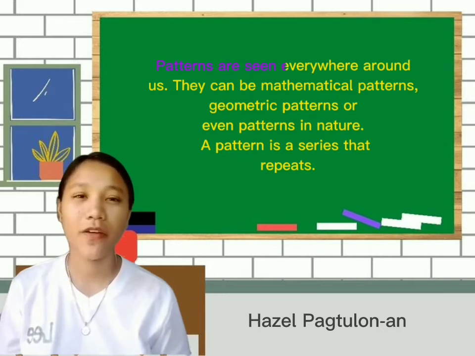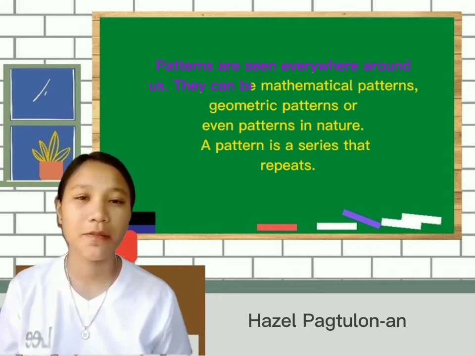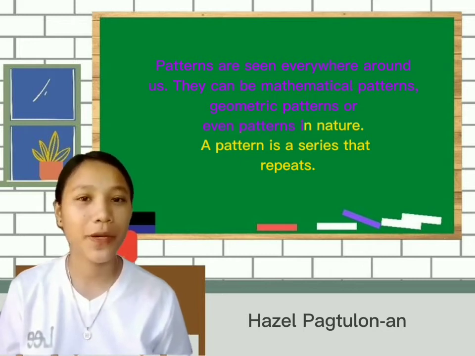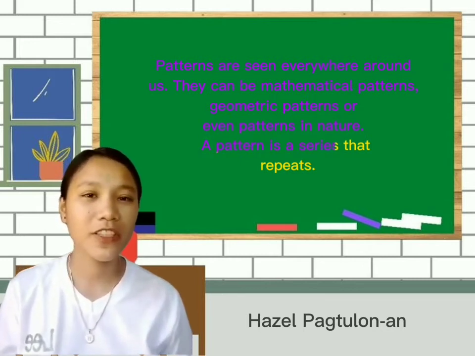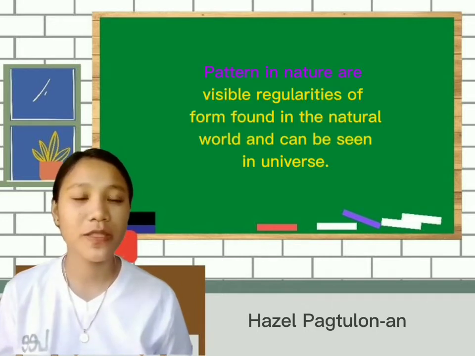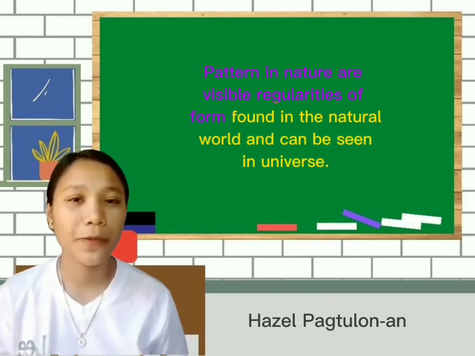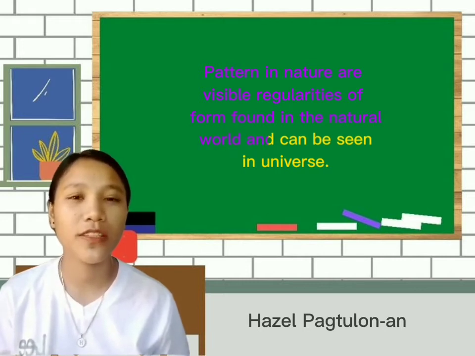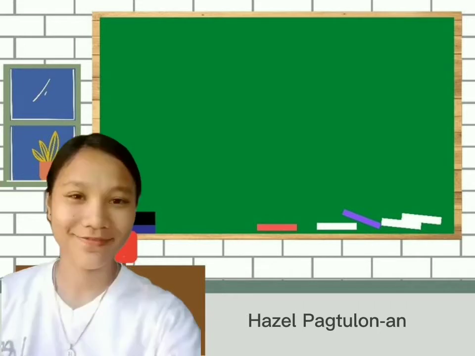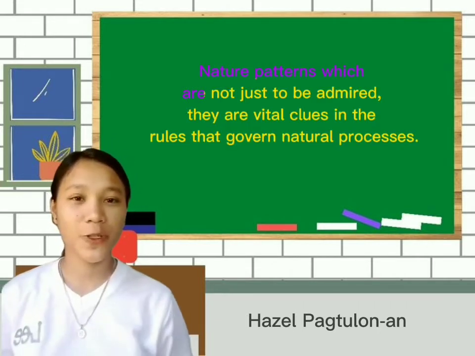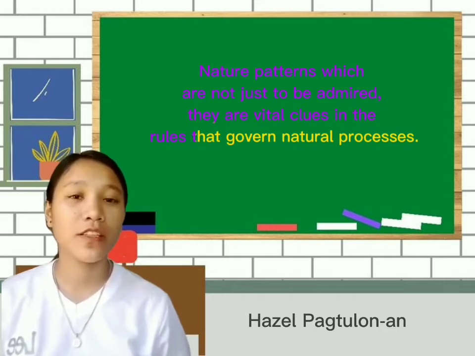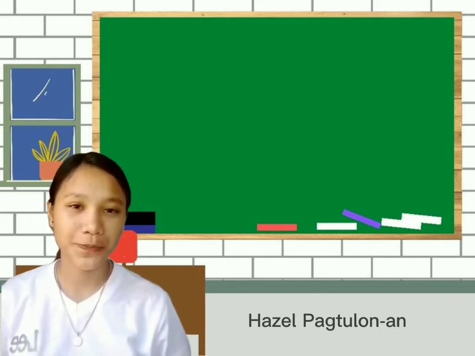Patterns are seen everywhere around us. They can be mathematical patterns, geometric patterns, or even patterns in nature. A pattern is a series that repeats. Patterns in nature are visible regularities or forms found in the natural world and can also be seen in the universe. Nature's patterns are not just to be admired. They are vital clues to the rules that govern natural processes.